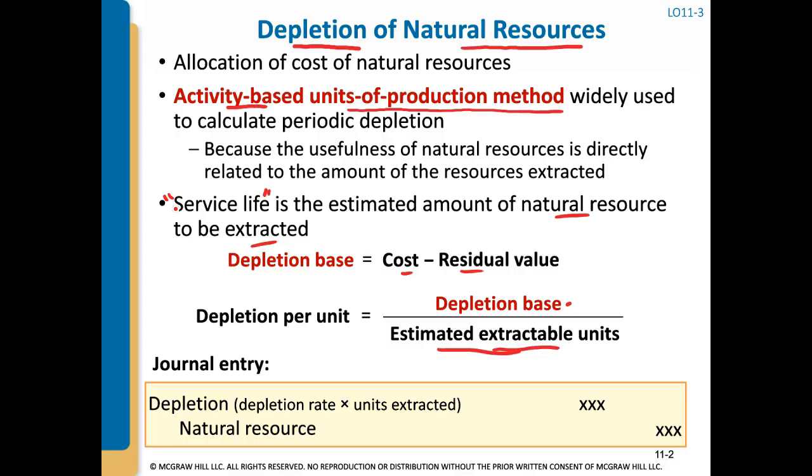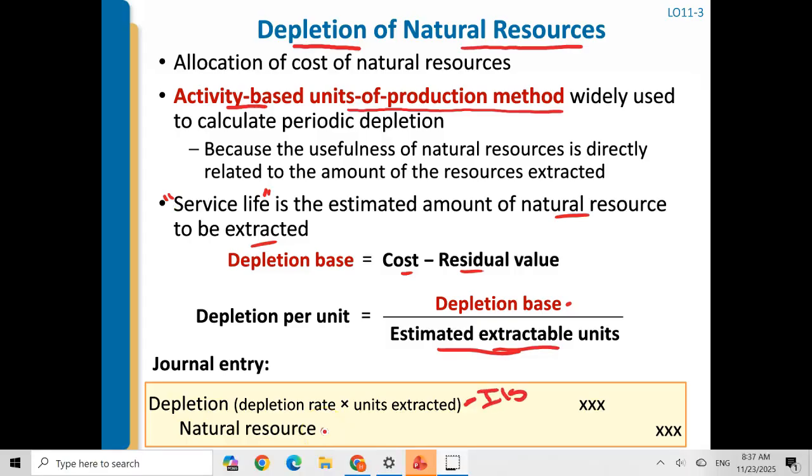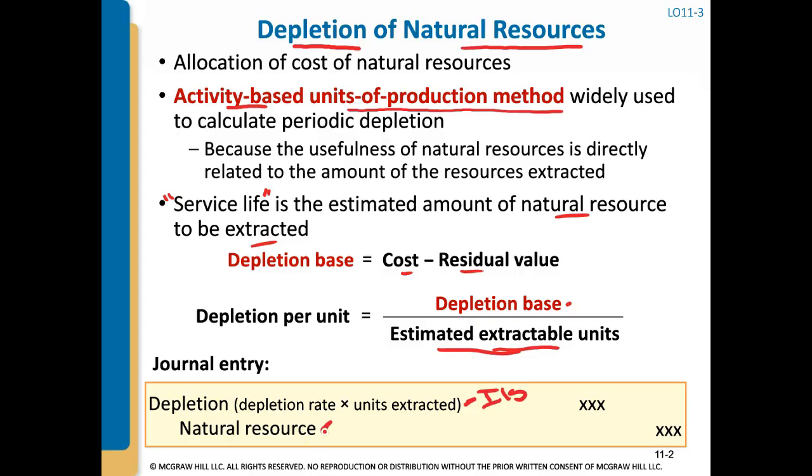When depletion is recorded, you will debit depletion, right? And that goes on the income statement. And the credit will go directly to the capitalized asset on the balance sheet. That's why it says natural resource. But whether it's an oil and gas reserve, mineral deposits, timber, whatever it is, typically what we have seen before for depreciation is that there's an accumulated depreciation account, and you can have an accumulated depletion account, but that's not usually used. We usually just credit the actual asset.